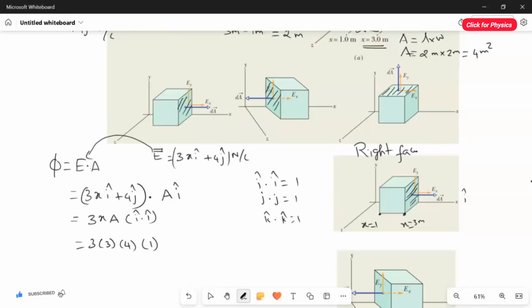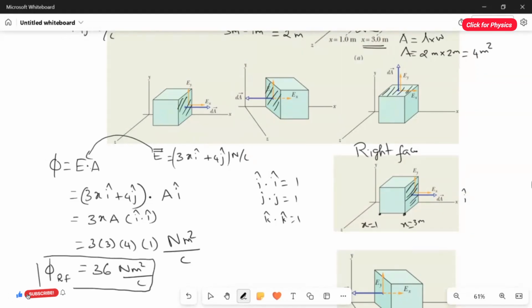and then we have to write the unit for the flux. So what is the unit for the flux? Newton meter square over coulomb. So if you multiply, we will get the answer. 3 multiplied by 3 is 9. 9 multiplied by 4 is 36. So 36 Newton meter square per coulomb is the answer for the flux coming through the right face. So this is the answer for the first part, which is A part.